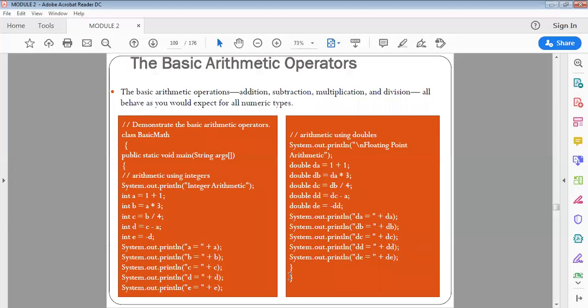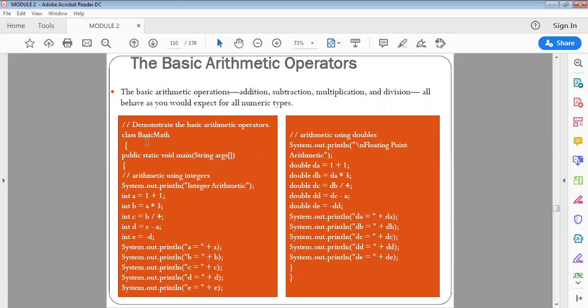Coming to the next, here are the following programs to illustrate the simple basic arithmetic operators. The first program has the data of all integer data types, whereas the second program has the data of all double data types.